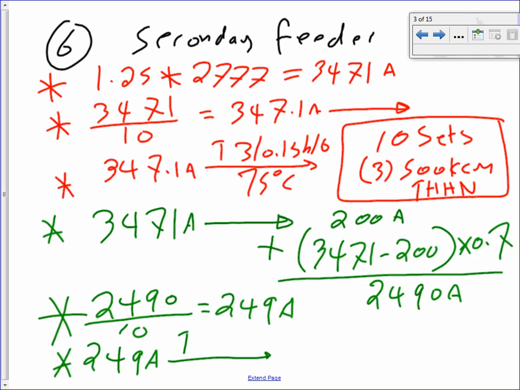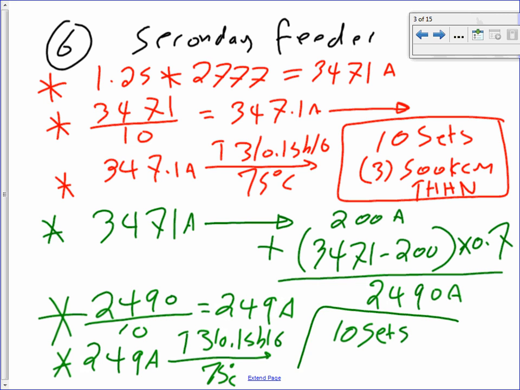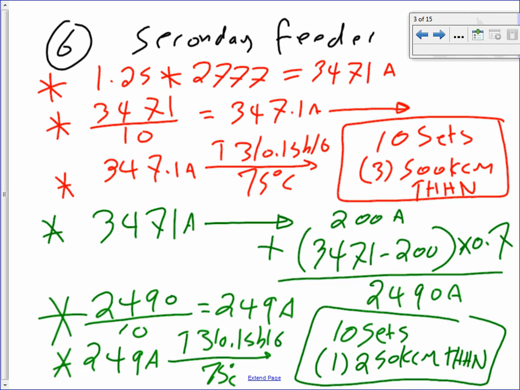Take it to table 310.15(B)(16), 75-degree column. Gentlemen, you got yourself 10 sets. Here's my answer: 10 sets of 1 conductor, 250 kcmil THHN. So that's the size of your neutral. Any comments, guys? Any questions?